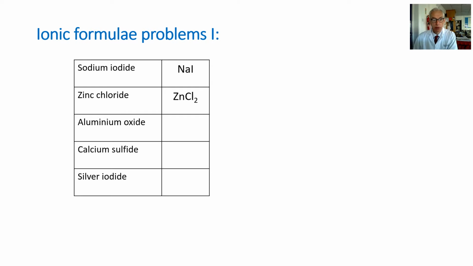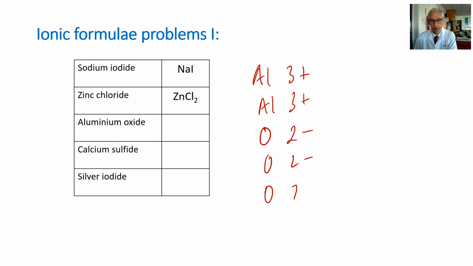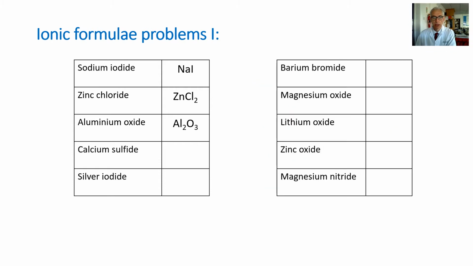And third problem, I'm going to take you through aluminium oxide. Well, aluminium is a 3+ ion. Oxide is a 2- ion. Well, those 1 to 1 doesn't sum to 0. So what if we have 2 aluminiums and 3 oxides? Well, that will sum to 0. So we write that as aluminium twice and oxygen 3 times.